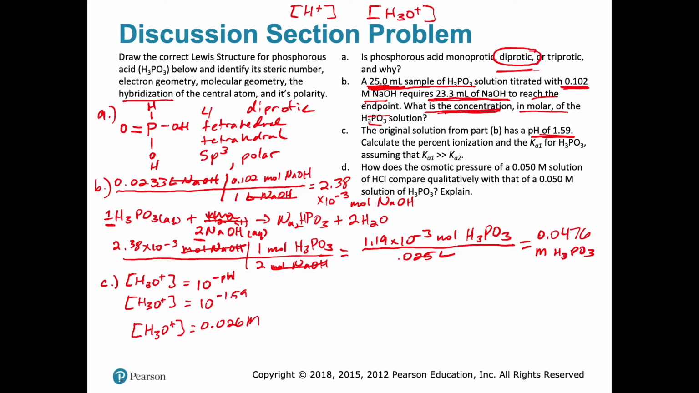And remember, I borrowed someone's calculator and showed you how to do 10 to the negative. There's a little button there that says 10 to the x, right? You can hit the 10 to the x button, and then just put in negative 1.59 on your calculator, okay?